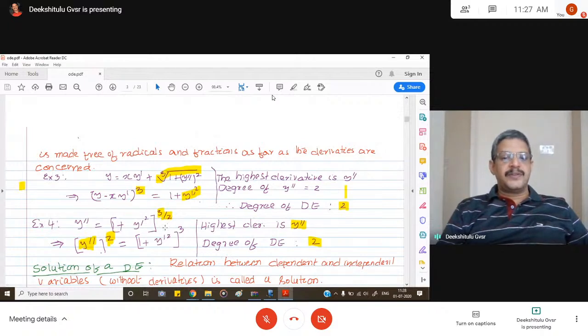What is the order of this equation? The highest order derivative is 2. So this is a second order, second degree differential equation.